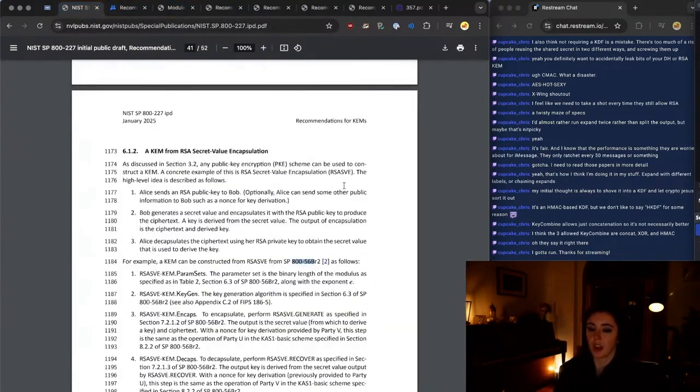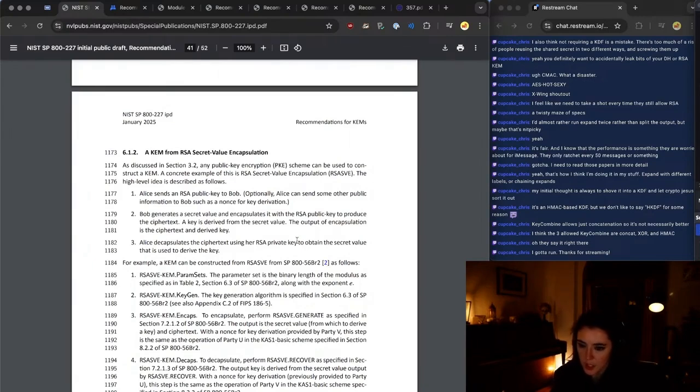I'd literally not heard about it. It's probably just another common form of RSA. It was just a NIST-specific name that I'm not familiar with. Yeah, you encapsulate. Output is the secret value, I'm pretty sure. And then there's a nonce for key derivation or something like that.